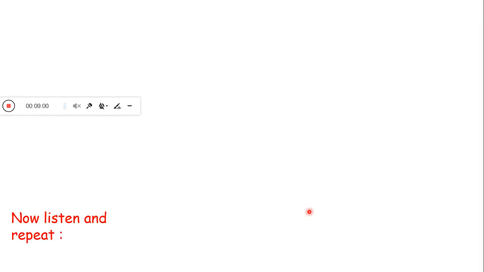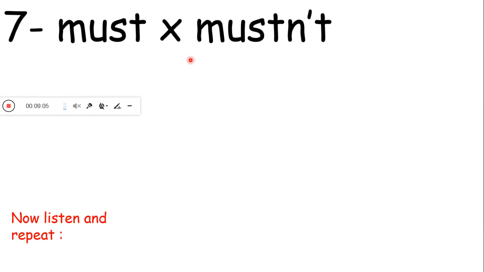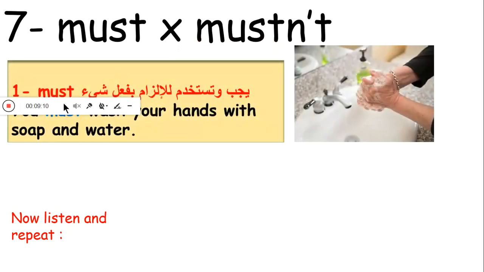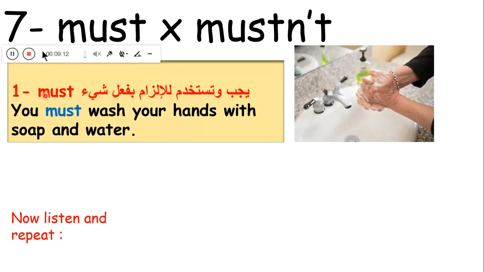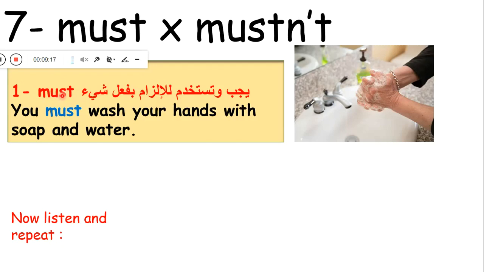Now let's move to the seventh word, which is must. والنفي تبعها mustn't أو must not. هنا عندنا must تستخدم للتعبير عن الإلزام بفعل شيء. يعني بيلزمك إنك تفعل شيء، ما قدامك خيار تاني. You must, for example, in this picture, you must wash your hands with soap and water. يجب عليك أن تغسل يديك بالماء والصابون.